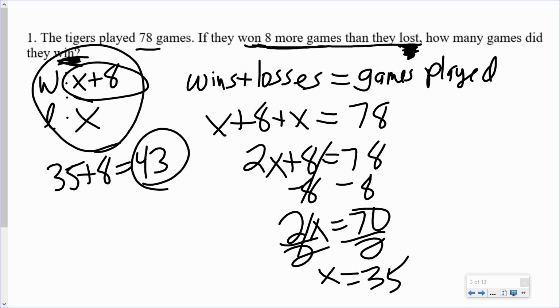Again, call the last thing x, express everything else in terms of x, create an equation with those expressions, and then once you solve for x, make sure you answer the question and substitute into the appropriate expression.